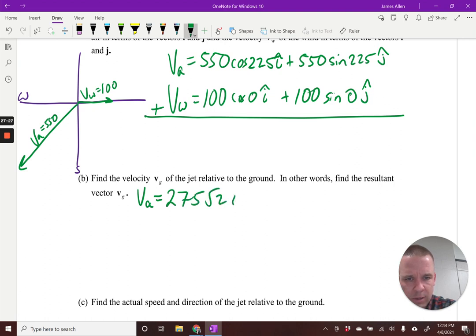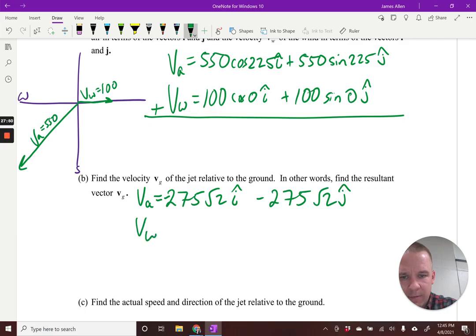275 root 2 I hat. And then we have plus, and then again, negative root 2 over 2, 550 over 2 is again 275 root 2. So this is negative and negative. My apologies there, both those negative. I had J hat. Okay.